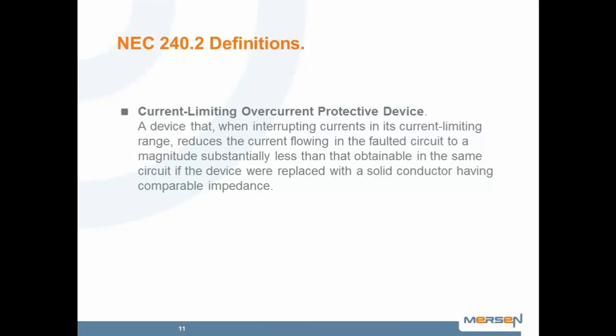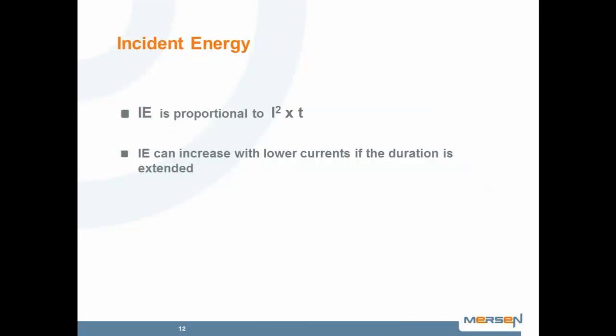So that's in the first half cycle. If you think of a sine wave, the first loop, it will reduce it down compared to a bus bar with the same impedance. And we saw previously how that's possible. And tying it to arc flash, the incident energy resulting from an arc flash is proportional to I squared times T. And we have some data from testing fuses regarding I squared T.